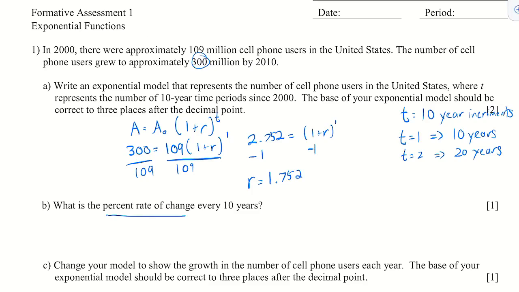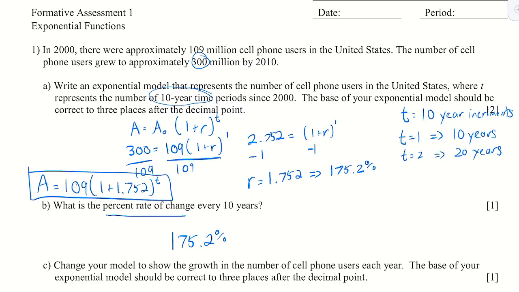1.752. So if I think about this in terms of a percent, this is actually going to be 175.2%. So that means what percent rate of change is this going to be after every 10 years? This is going to be 175.2%. Now, to actually write my model for the 10-year increments, this is going to be A is equal to, so that's the starting amount, 109 parentheses 1 plus 1.752 to the t power. So that is going to be my model.